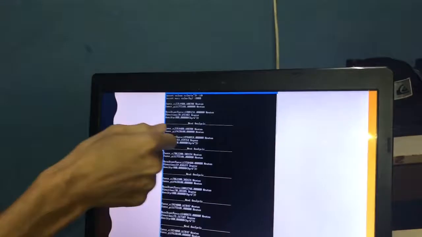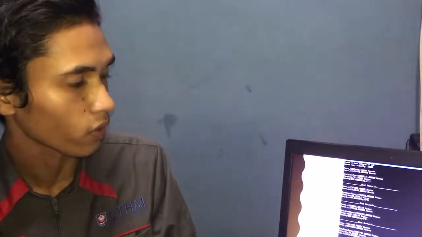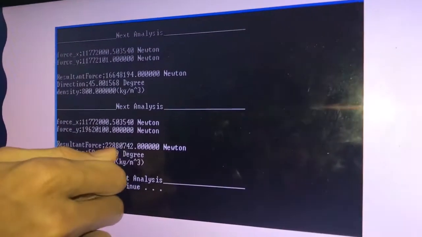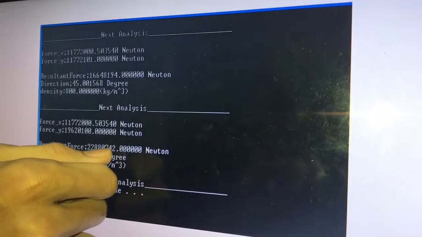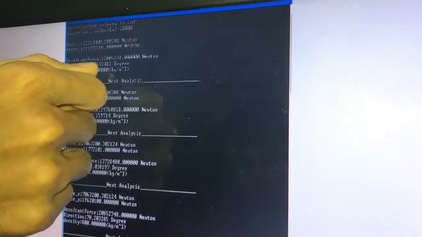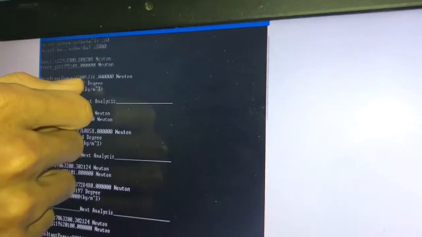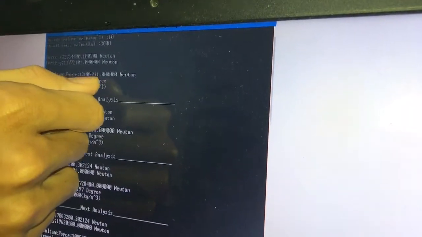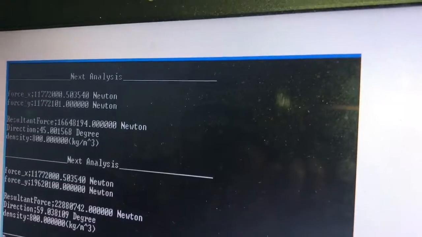From this program, we can get the maximum and minimum resultant force. The maximum occurs at this analysis, where we get a resultant force of 22,880,742 Newton, and the minimum resultant force is 1200.5231 Newton.